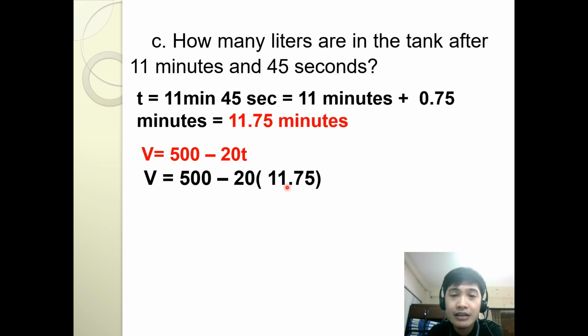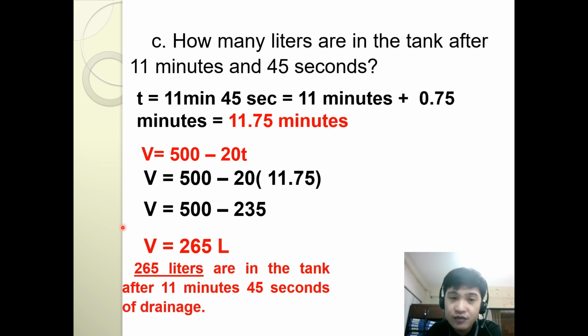So simplifying this, we have V is equal to 500 minus 235. So when you multiply 20 and then 11.75, that is 235. Simplifying this further, that is V is equal to 265 liters. It means that 265 liters are in the tank after 11 minutes 45 seconds of drainage.